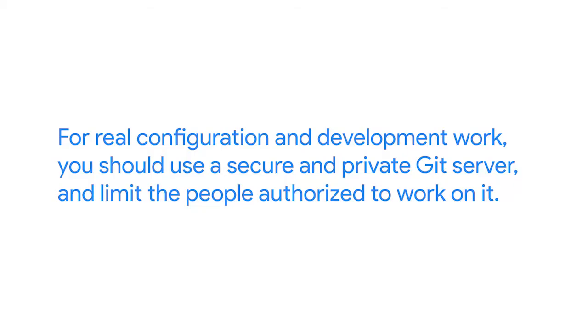If hackers get hold of information about your organization's IT infrastructure, they can use it to try and break into your network. So make sure you treat this information as confidential. For real configuration and development work, you should use a secure and private Git server, and limit the people authorized to work on it.